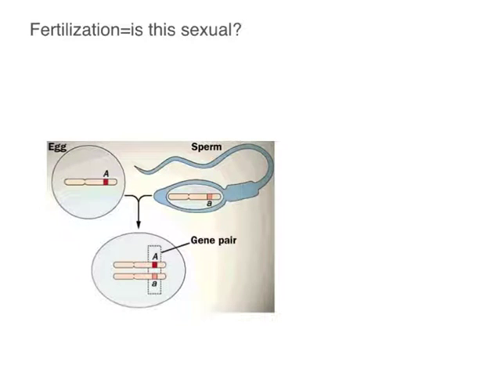All right, the last thing we're going to look at here is fertilization. This is the last kind of reproduction. This is what fertilization looks like. We've got an egg, we've got sperm, and then we put those together to make a cell that has the genes from both the egg and the sperm in it. Is that a sexual process? And the answer here is yes.